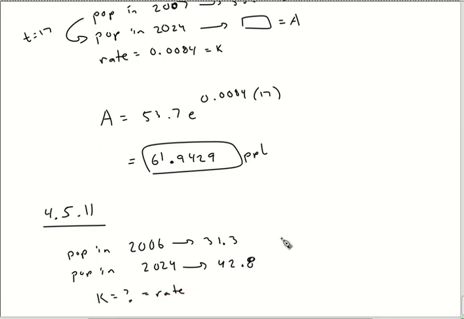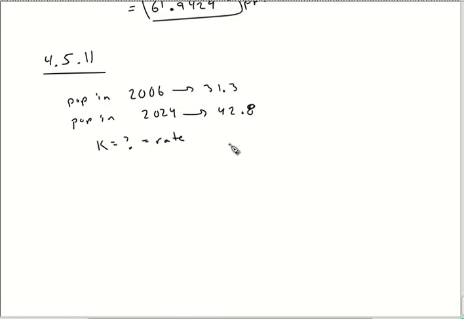Okay, well, let's put it all together here. This is my A, my final amount. This is my initial amount, A naught. And how much time did it take to get there? It looks like it's 18 in this particular case. So I got 42.8 is equal to 31.3 e to the k that I don't know times 18. Solve for k. All right, awesome.